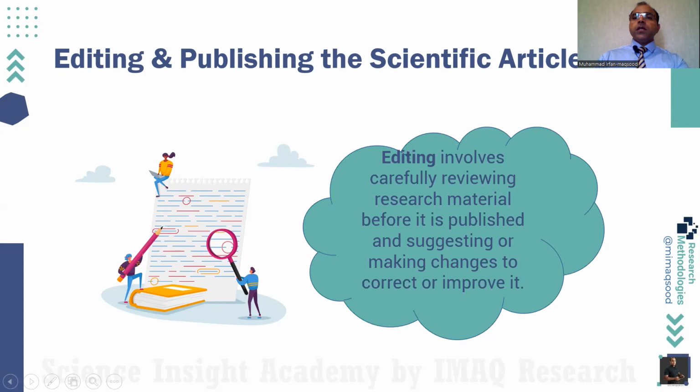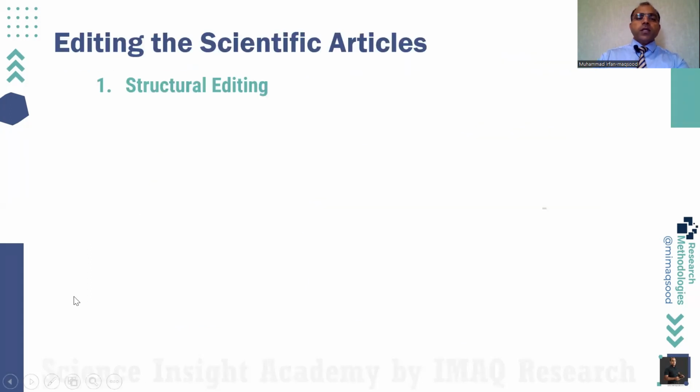When the article is written, the second step is editing and then publishing the scientific article. What is editing actually? Editing involves carefully reviewing research materials before they are published and suggesting or making changes to correct or improve your paper. Editing is divided into several sections. The first important section of scientific editing is structural editing, as we discussed regarding the structural components of every scientific paper. That's why we included that.